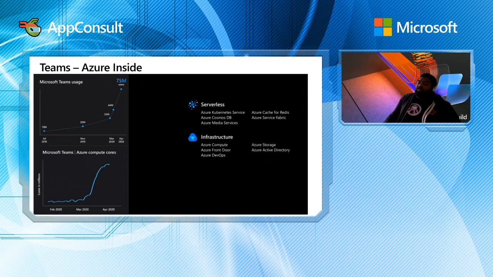One is the Azure compute core count that is correlated, of course, with the number of users, but also with the different services that the solution is using. So lots of serverless, AKS, Service Fabric, the cache, Cosmos DB, media services, and of course infrastructure services, Front Door, Azure Compute. DevOps is, as usual, at the heart of everything, Azure Storage and Azure AD. That should give confidence to our customers, because this is a real-world scenario using our own technologies.